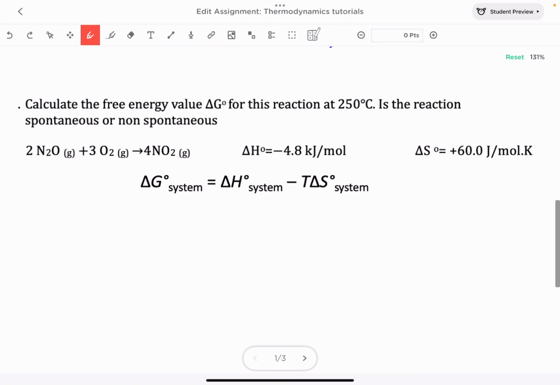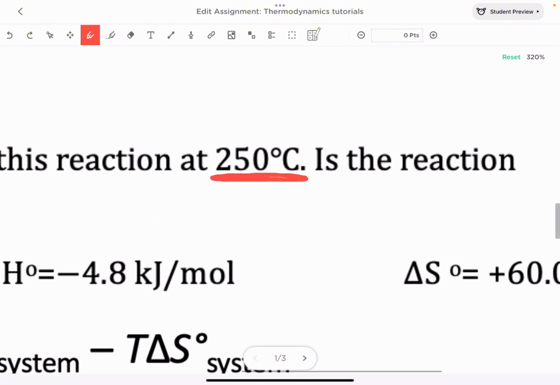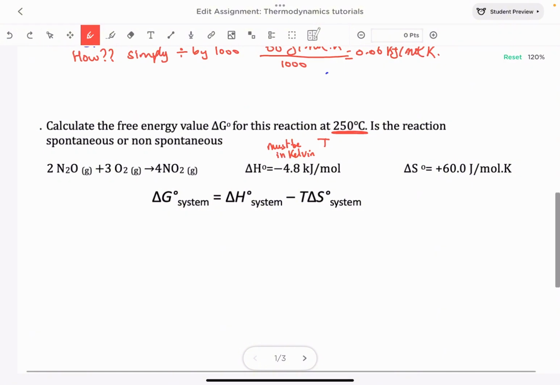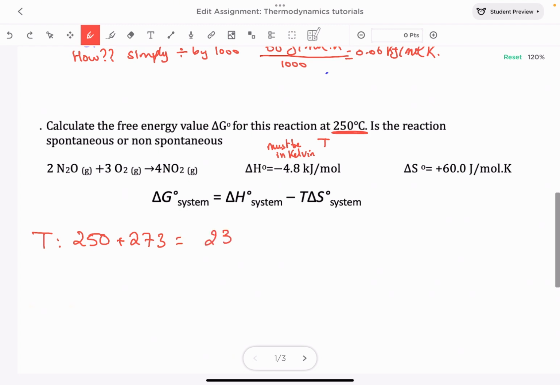Calculate the free energy delta G standard for this reaction at 250 Celsius. I said that the temperature must be in Kelvin. So, for this 250, I need to convert it. So temperature, you say 250 plus 273, and that is 523 Kelvin. Now temperature is ready. Is the reaction spontaneous or not? It depends on the value of delta G.